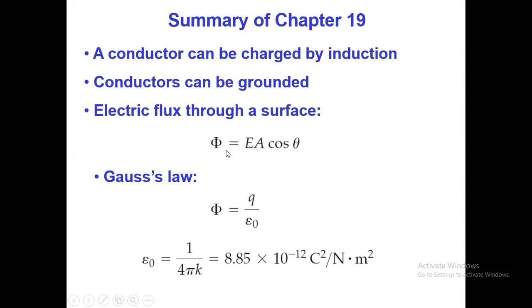Weber is a scientist who gave the concept of flux. Another concept of flux is that Gauss's law tells us phi = Q upon epsilon naught. Afterwards, epsilon naught = 8.85 × 10⁻¹² coulomb square per newton meter square. This is the permittivity of free space value that we placed in this formula.